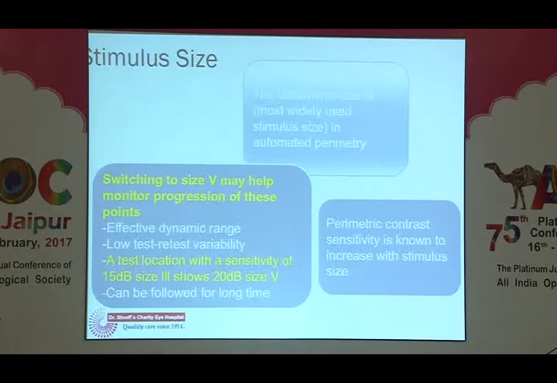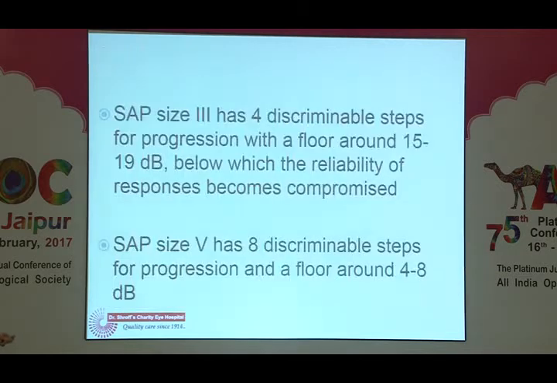Now coming to stimulus size, we commonly use Goldmann size 3 in our perimetry testing. Switching to size 5 has several advantages, especially for monitoring progression in patients with advanced glaucoma, as it has an effective dynamic range. A test location with a sensitivity of 15 decibels on a size 3 stimulus shows 20 decibels in size 5. So it reaches the floor effect later than the size 3 stimulus, and the contrast sensitivity is known to increase with stimulus size. Size 5 has 8 discriminable steps for detection of progression and a floor of 4 to 8 decibels as compared to 15 to 19 decibels in size 3. So therefore, size 5 is more effective.